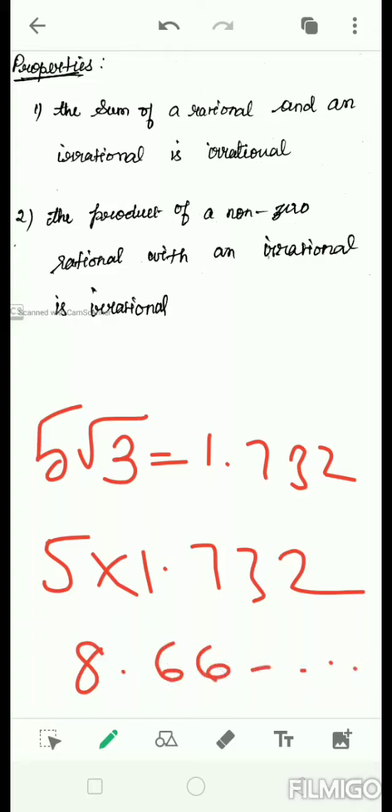After the decimal point, the value goes on endlessly. Here also after multiplying, the digits after the decimal point go on endlessly, which means that after multiplying a rational number by an irrational number, it also becomes an irrational number. So you should remember these two properties, because I am going to apply them in the problem to prove by the theoretical way that the sum of a rational and an irrational number is irrational.